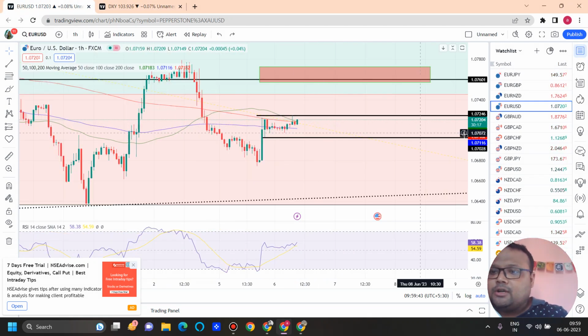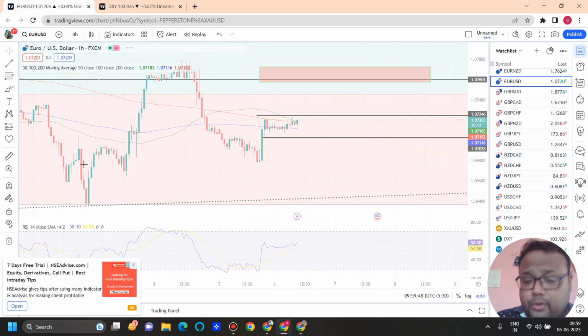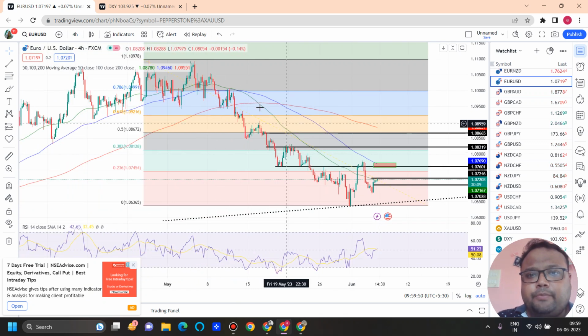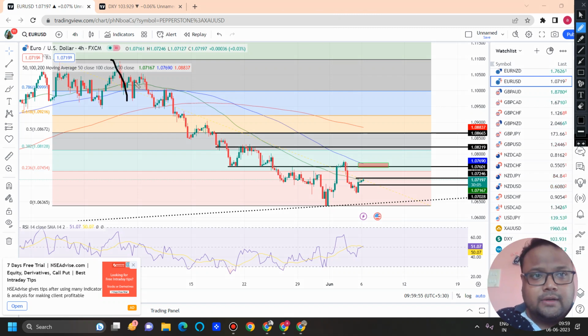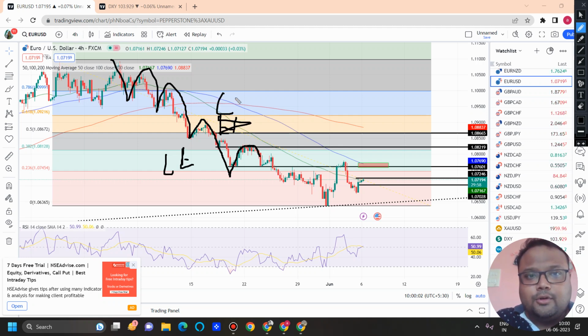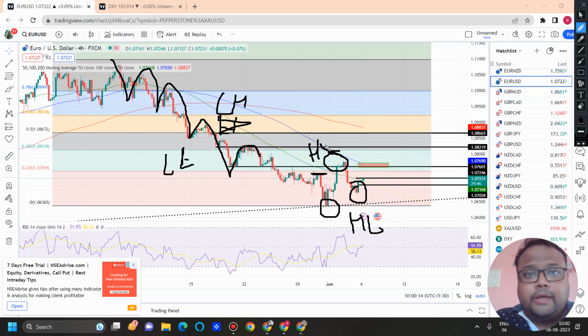Now let's look at the chart of Euro USD. First of all, let's look at the 4 hour chart. Why the 4 hour chart? Because we can see a similar thing on the 4 hour chart as well. The market was in a downtrend, continuously forming lower lows and lower highs, but here you can see that after forming this low, the market broke the previous high, and when the market came down, it also formed a higher low. So here also the market structure is changing right now.